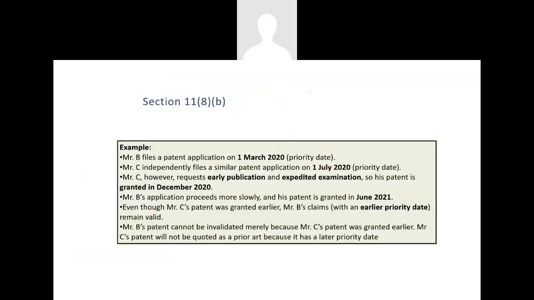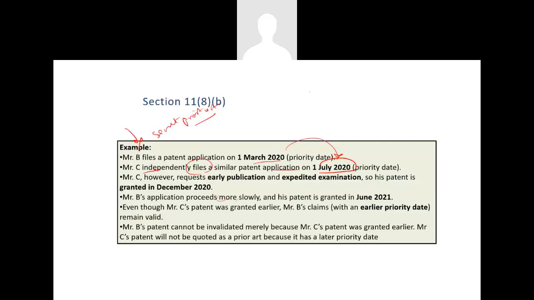So, for example, let's say Mr. B filed a patent application on 1st March 2020. Mr. C independently filed a similar patent application in July 2020. So, March, April, May, June, July, after 4 months. Certainly, when C was filing his patent application, Mr. B's patent application was a secret prior art. And we discussed what secret prior art is in the anticipation lecture. That means Mr. B's invention was not yet published.